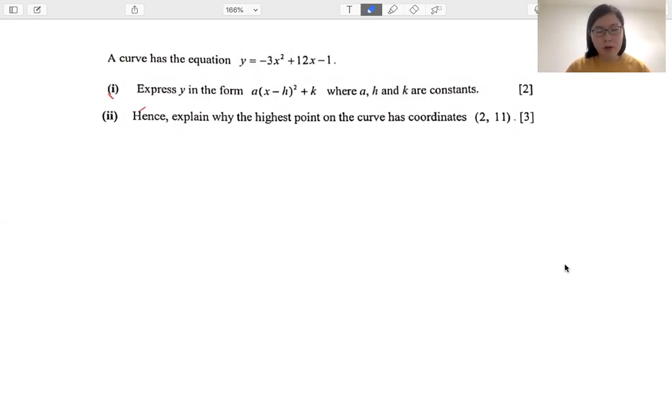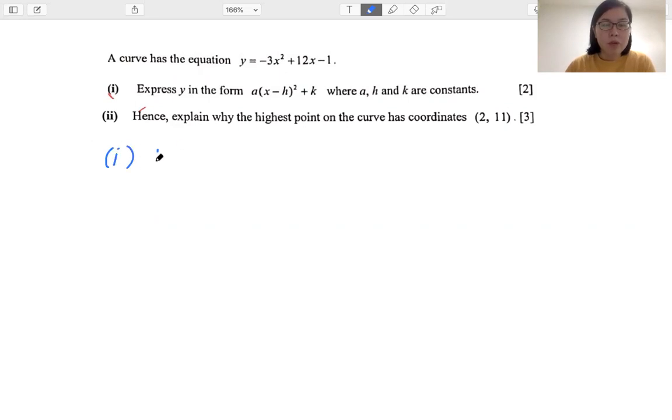Because usually for this sort of question, especially in E-math, we are only given 1 mark to explain why the highest point is of this coordinate. So I'd like to share with you through this question, how do we complete the square? This is a slightly more challenging one. And how do we do the explanation part, which a lot of students have problems with. So let us begin with the completing the square.